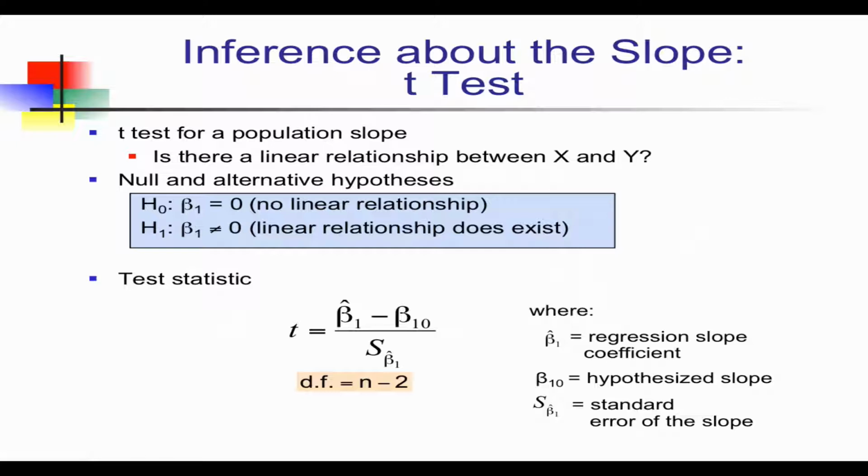And what is the test statistic? Like I said, we can utilize the sampling distribution of beta hat 1. So beta hat 1 should have this mean and this variance. And we know it's a t distribution. So we can use beta hat 1 minus beta 1, over the standard error of beta hat 1. That term should follow a t distribution with n minus 2 degrees of freedom.